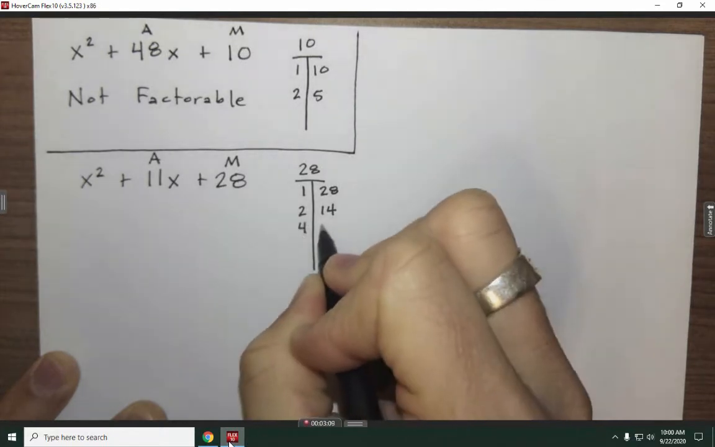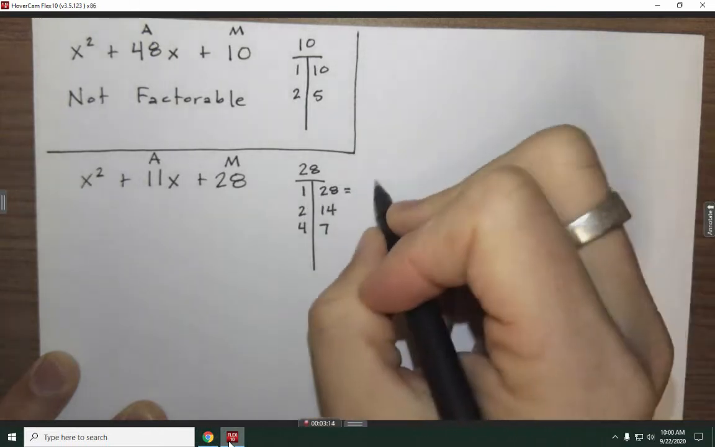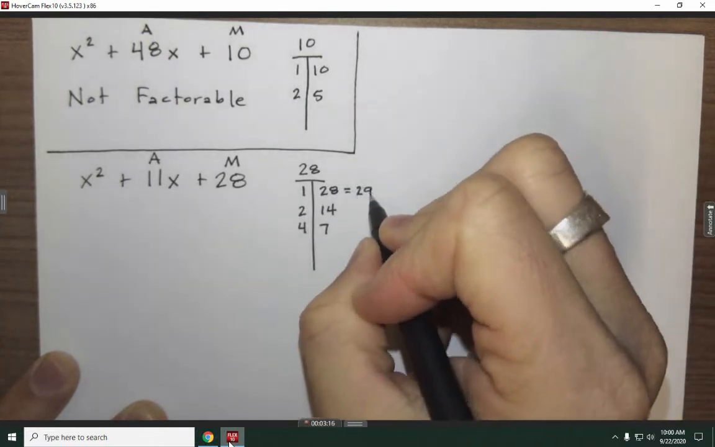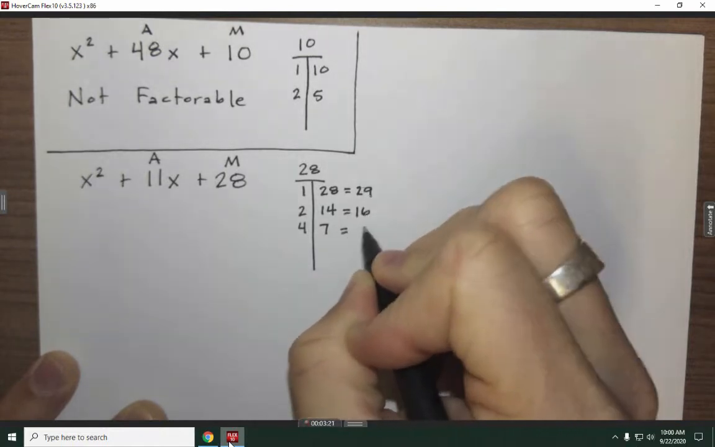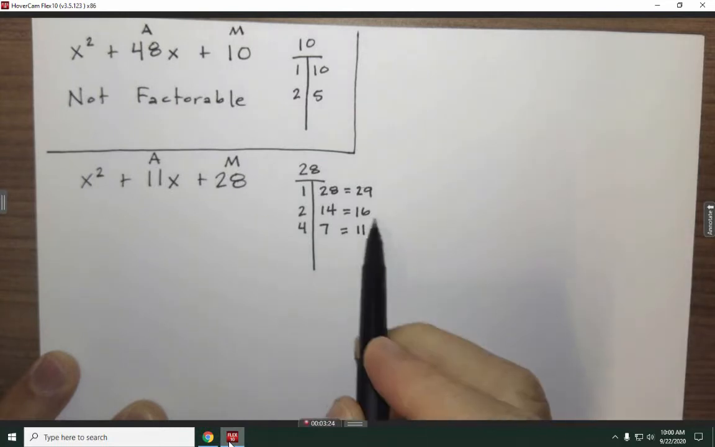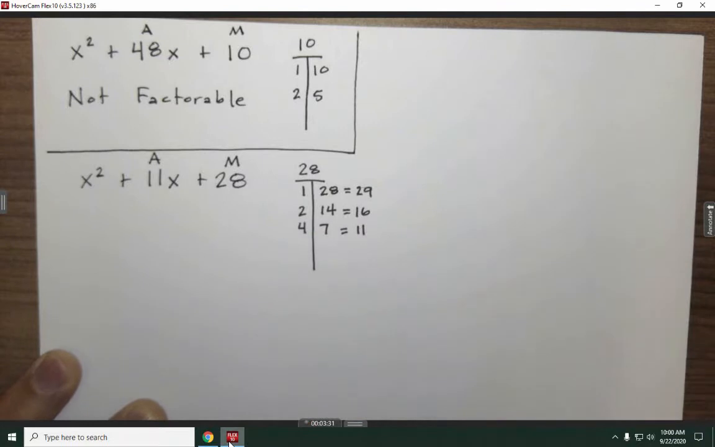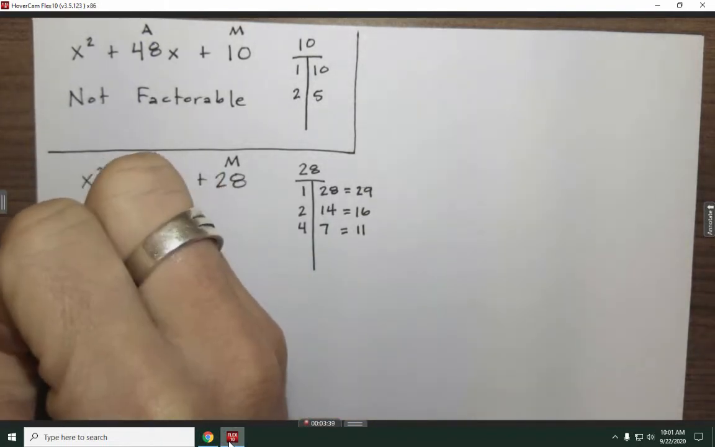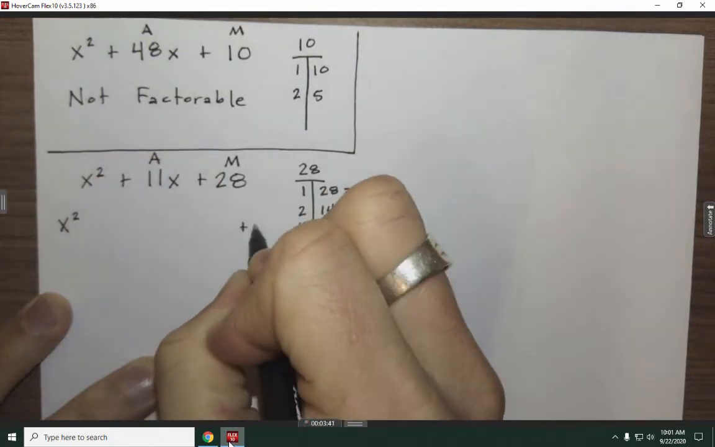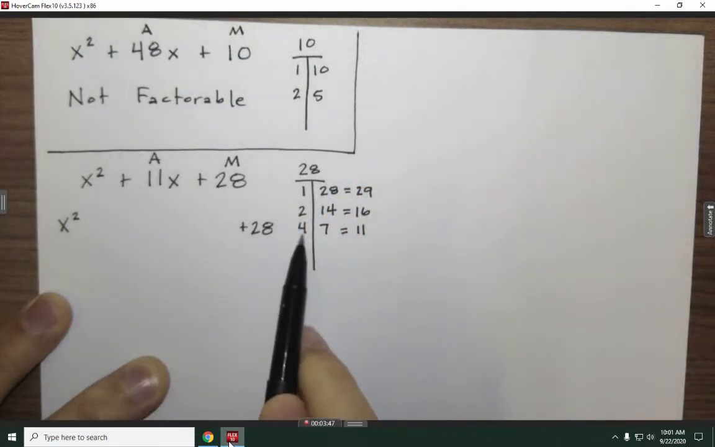4, and 7. And if we add these up, 1 plus 28 is 29, 2 plus 14 is 16, and 4 plus 7 is 11. And that's the one we're looking for. I'm going to show you the long way how to do this, and then I'll show you how you can shorten it. Okay, so the front term stays the same, the back term stays the same, and then this term will split into these two numbers.